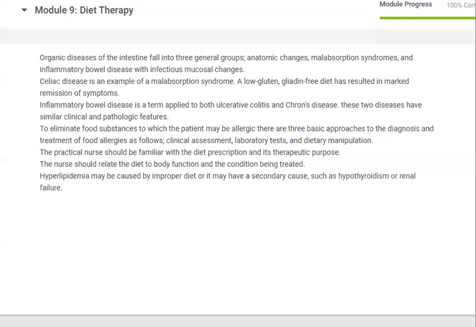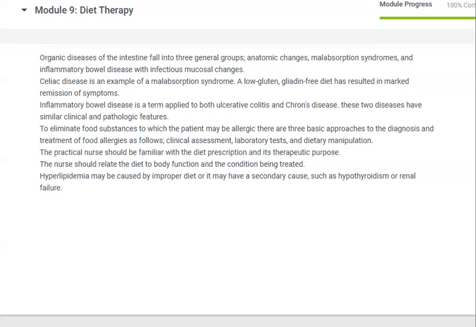Inflammatory bowel disease is a term applied to both ulcerative colitis and Crohn's disease. These two diseases have similar clinical and pathologic features. To eliminate food substances to which the patient may be allergic, there are three basic approaches to the diagnosis and treatment of food allergies as follows: clinical assessment, laboratory tests, and dietary manipulation.